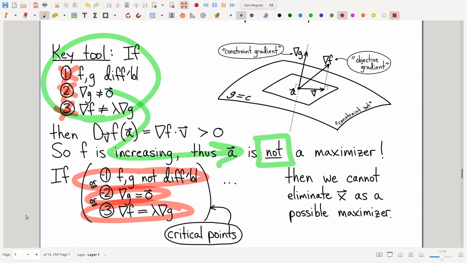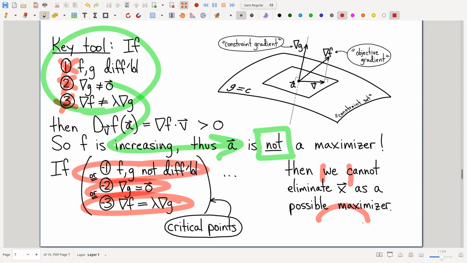And again, these points I can't eliminate because I don't know what's going on. We have to accept that these might be what we're looking for. We don't know. We'll figure it out later. We call them critical points, and then we deal with it later. How are we doing? Is everybody with me?